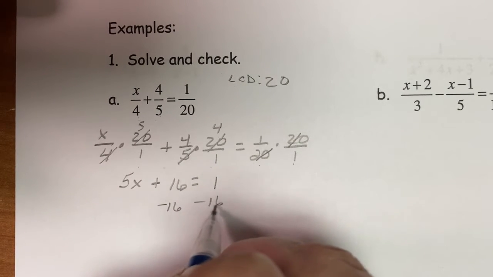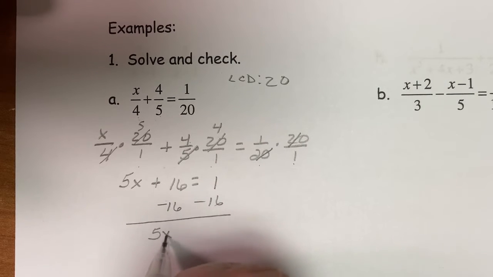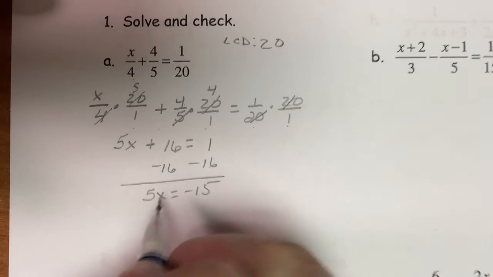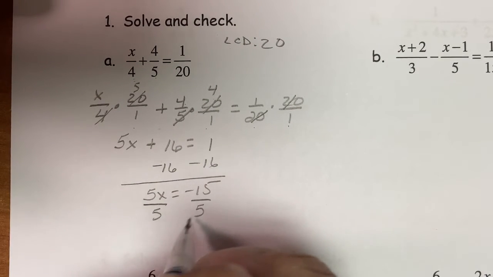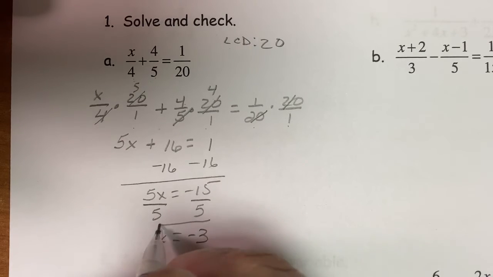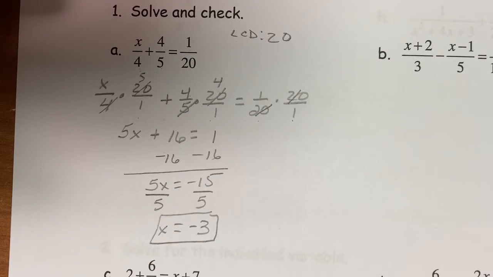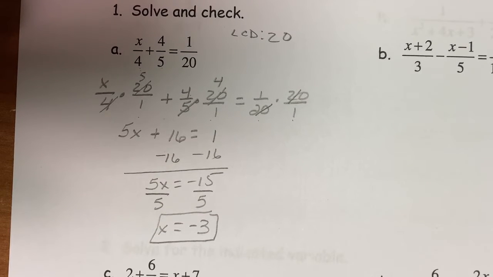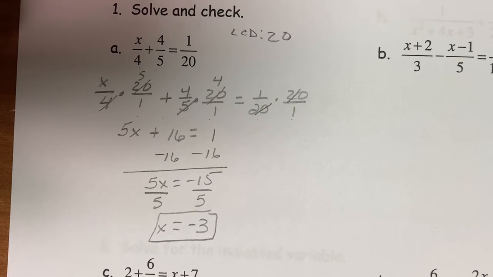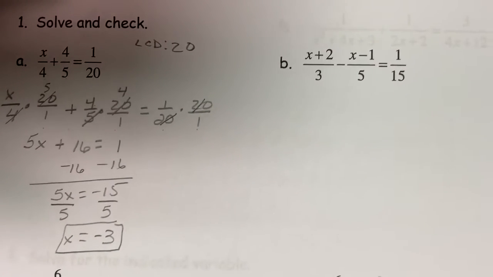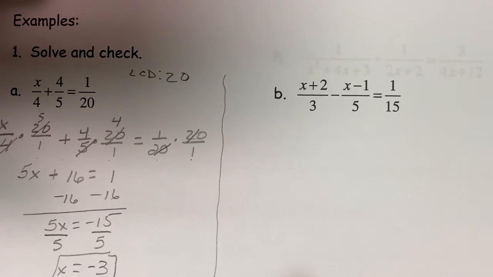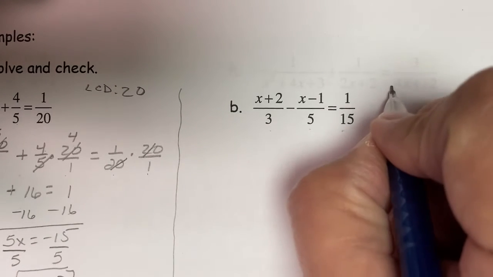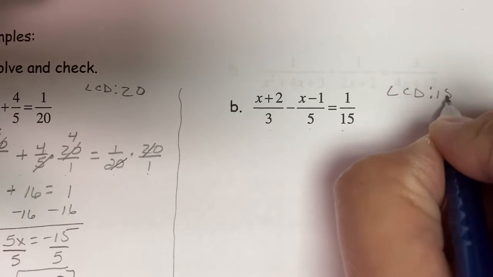Well, we're simply going to gather everything with an x to one side and everything without an x to the other side. So I just subtracted 16 from both sides, and then dividing both sides by 5, I'm going to get x is equal to negative 3. So that is the process that you're going to go through for every single rational equation. So let's go ahead now and let's do B. Look at all the denominators, 3, 5, and 15. I think we can all agree that the lowest common denominator is going to be 15.